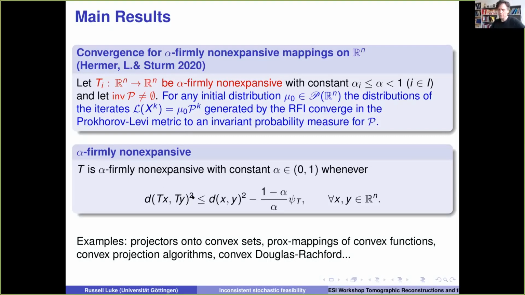So what is alpha firm non-expansiveness? It's characterized by this inequality here. And this is where my transport discrepancy comes in. The transport discrepancy is used to characterize this alpha firm non-expansiveness.